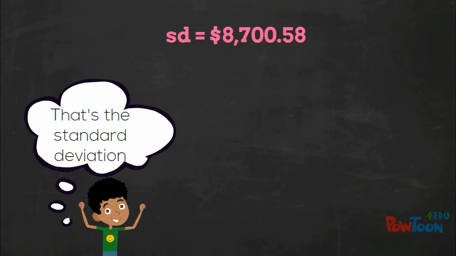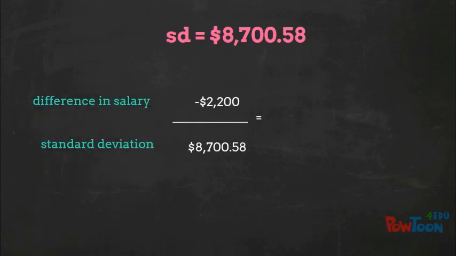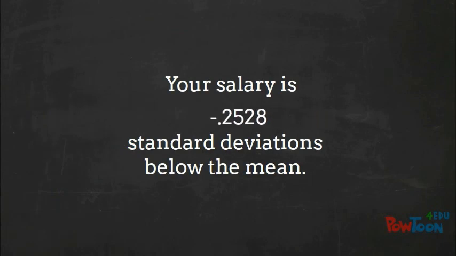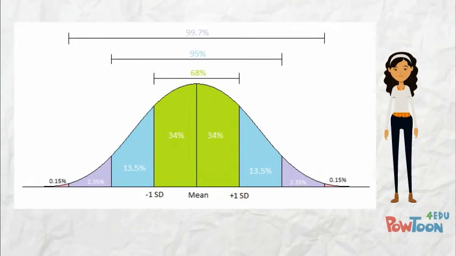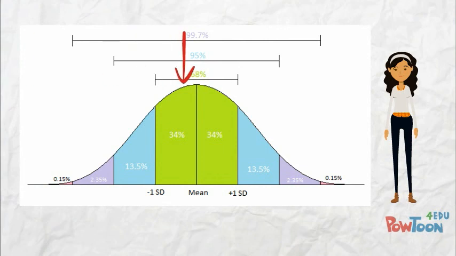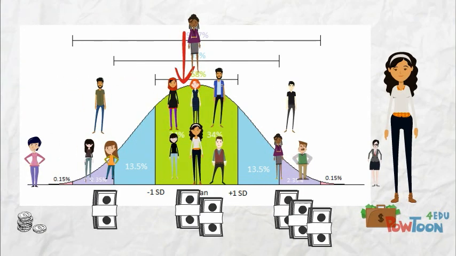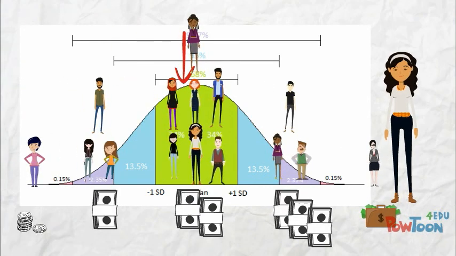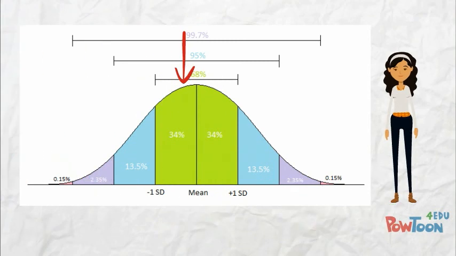We could then use the standard deviation to figure out where we were in relation to our friends' incomes. We took the mean difference of our salary, placed it over the standard deviation, and found out that we were about 1/4 of a standard deviation below the mean, right about here, at least in relation to the friends that we spoke to. But how is it helpful to know where we are in a distribution? What does 1/4 of a standard deviation mean?